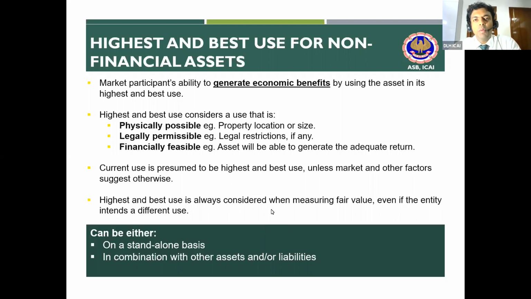Highest and best possible use of the asset can be determined on a standalone basis or in combination with other assets and liabilities. For example, if I need to value other assets and liabilities including that particular land on which a construction is built, it may be possible that a valuer computes the fair valuation of the entire property including land. So the highest and best possible use shall be considered either on a standalone basis or in combination with any other assets and liabilities.